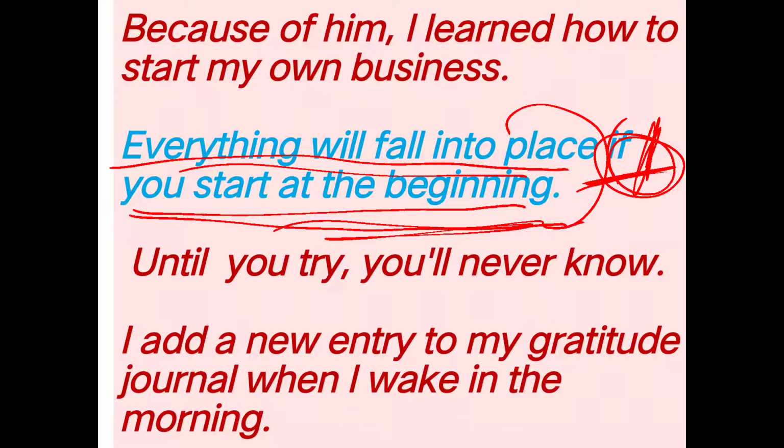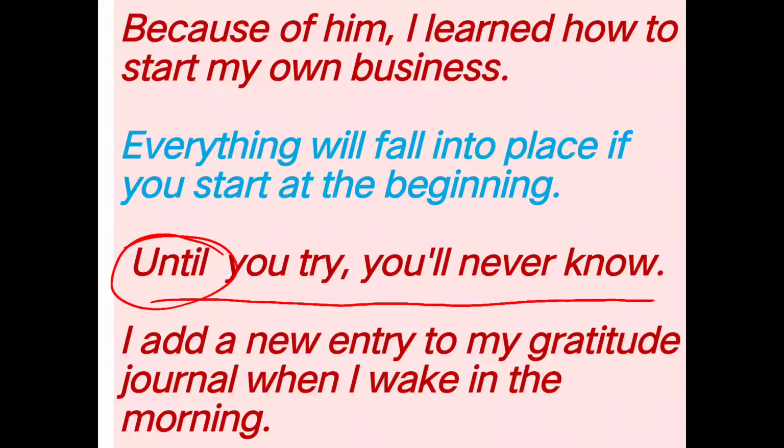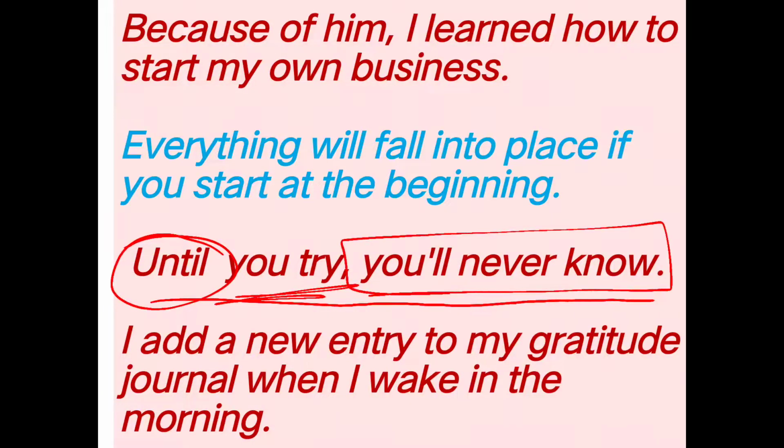Sentence number 3. Until you try, you will never know. So until is what? Until is a conjunction which is placed in the starting of the sentence. Until you try, you will never know. So you will never know is the main clause, and you try is what? That's the subordinate clause, and the word is what? Subordinate conjunction until here.